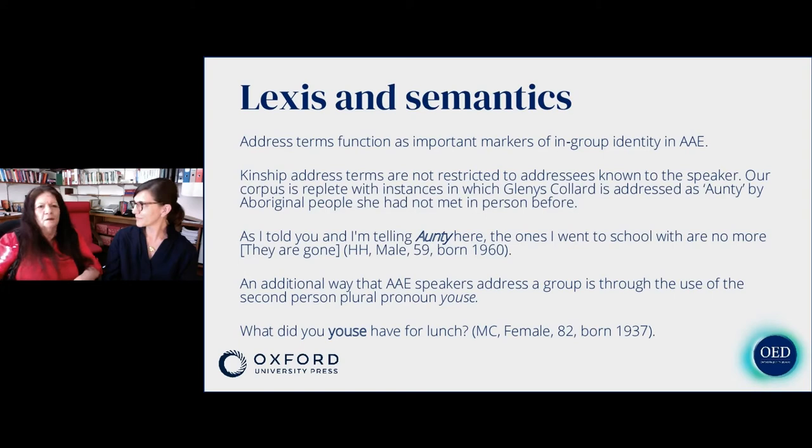It is a part of Nyungar. So you would do it in Nyungar, traditional Nyungar, which still carries today. So exactly, the cultural practice is very much there, alive and kicking. And address terms such as auntie, so any of these kinship terms, or brother, like we saw in the previous slides, are important markers of in-group identity in Aboriginal English.